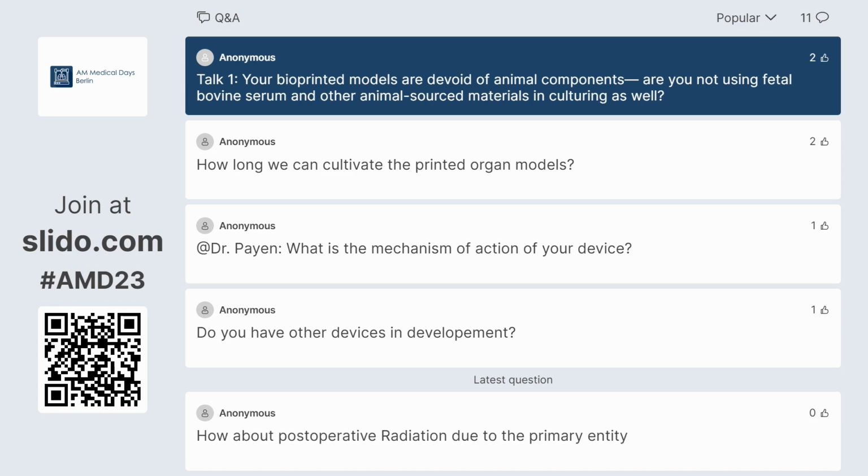With the models I've shown you, we also included these substances from animals. But we have a manuscript currently under revision, which we think is the first xeno-free liver model produced by bioprinting. So we adapted the liver cells to FCS-free conditions in chemically defined media. And we replaced all animal components in the bioinks.